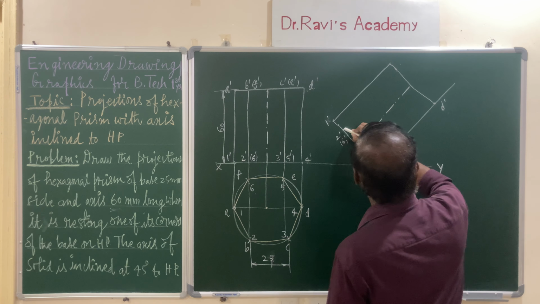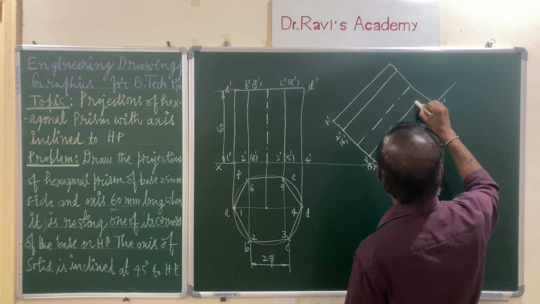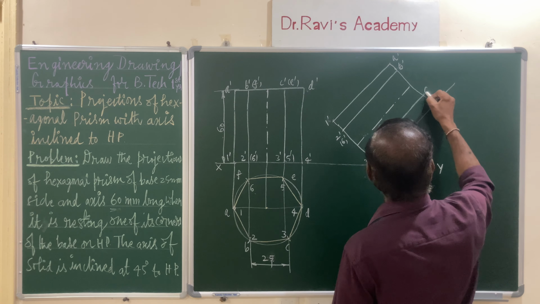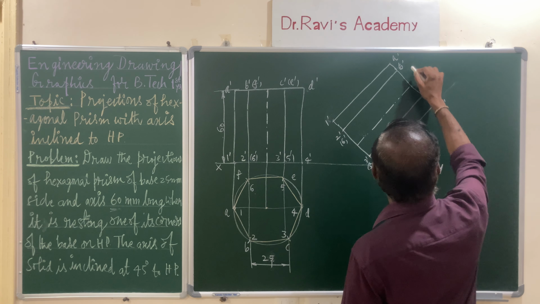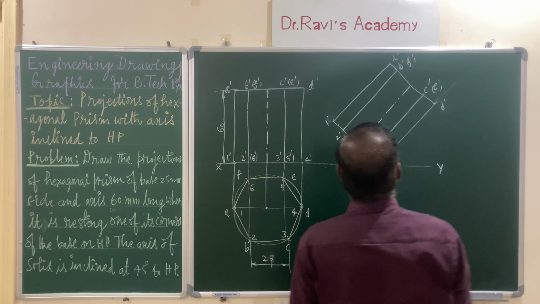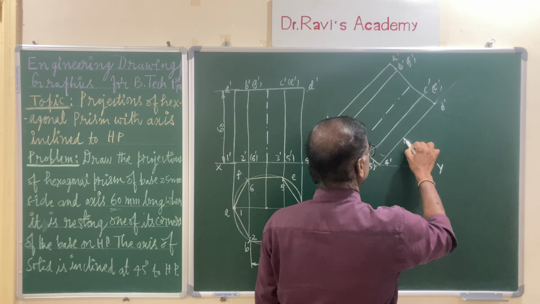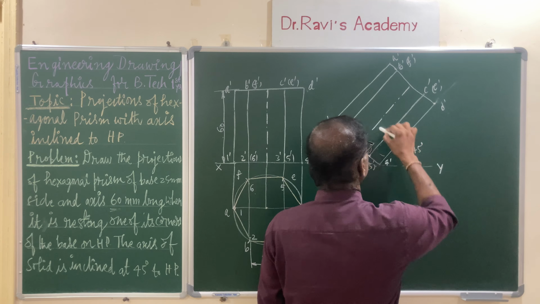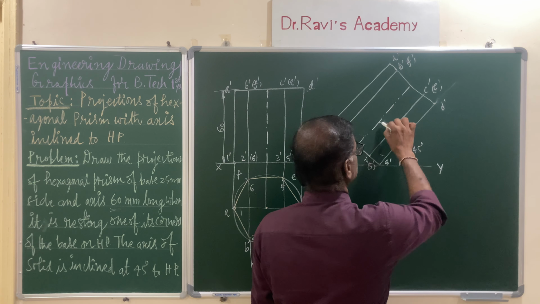So, similarly draw the edges, visible edges. So, this is your A prime, B prime, C prime and D prime, this is E prime and this is F prime. So, you have reproduced the solid with the axis inclined at an angle 45 degrees.